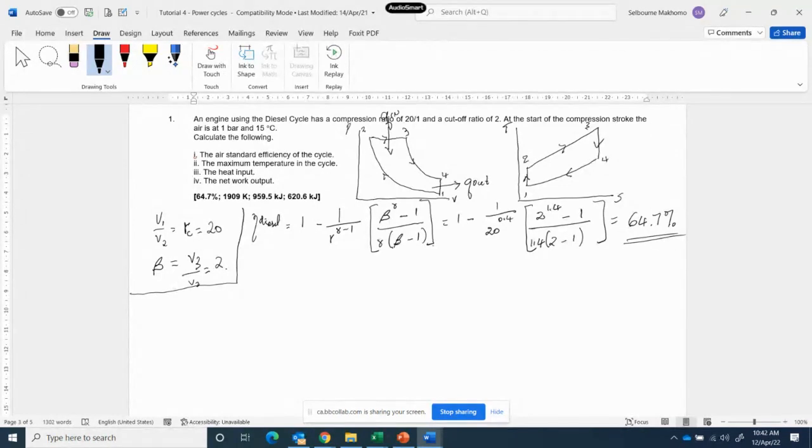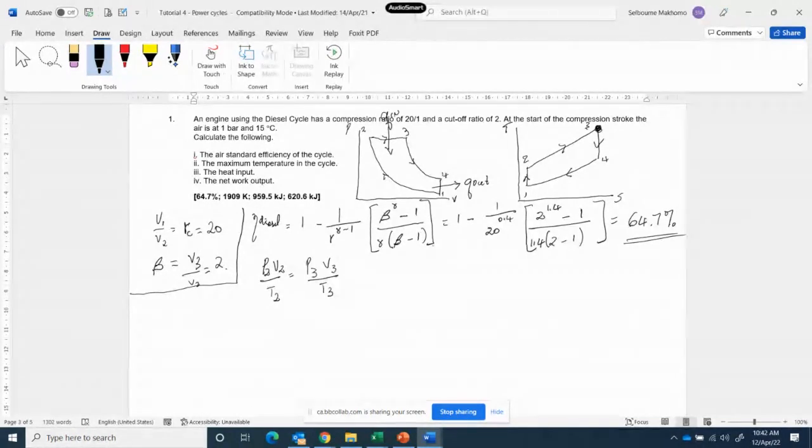The second question is calculate the maximum temperature in the cycle. So according to our TS diagram, the maximum temperature is T3. From T3 again, we are working anti-clockwise from 3 to 2 to 1 in order to get what we want. So we say that P2 V2 over T2 is equal to P3 V3 divided by T3. So we are looking for T3.